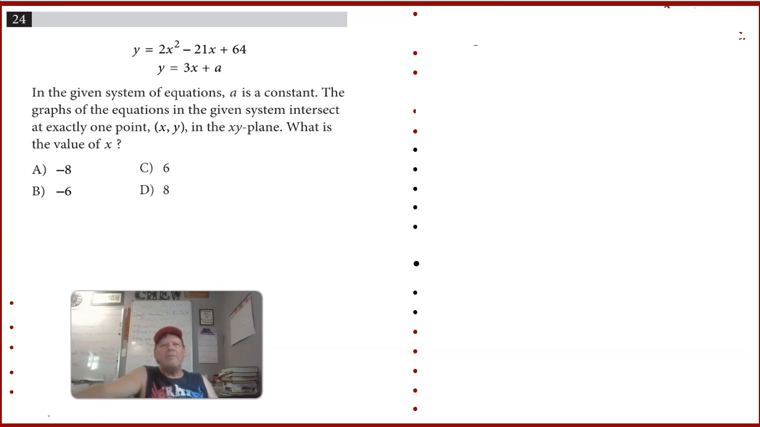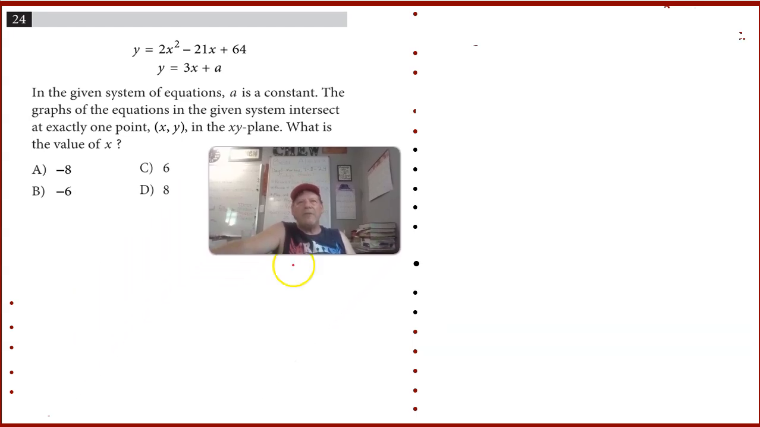And in this problem set, I'll move my picture up here to be out of the way because I've got lots that I have to write on here to explain this, because this isn't really easy. In the given system of equations, so I have two equations that are a system here, a is a constant. You see how the number's missing here and it's a constant, okay? The graphs of the equations in the given system intersect at exactly one point.